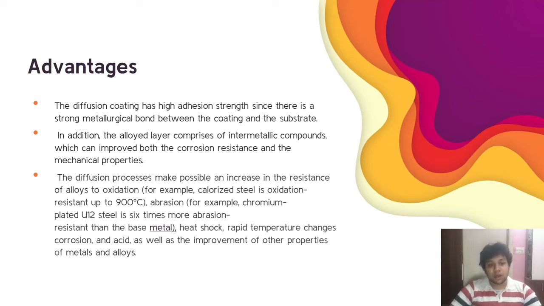In addition, the alloyed layer comprises intermetallic compounds, which can improve both the corrosion resistance and mechanical properties. This process can also be used to improve the mechanical properties such as the corrosion resistance and the heat resistance, etc. And the diffusion process makes it possible to increase the resistance of alloys to oxidation, abrasion, heat shock, rapid temperature changes, corrosion, etc., and to improve the other properties of metals and alloys.